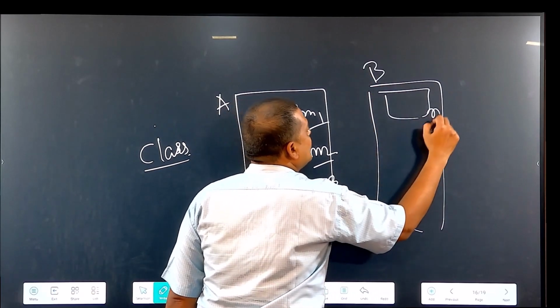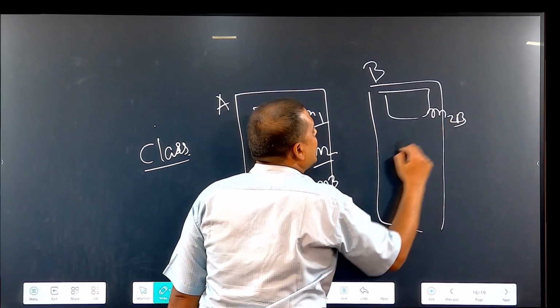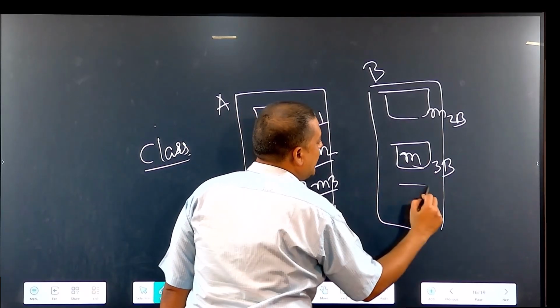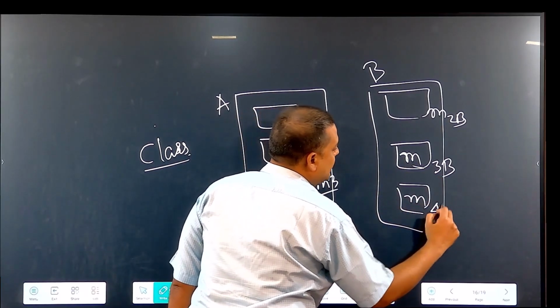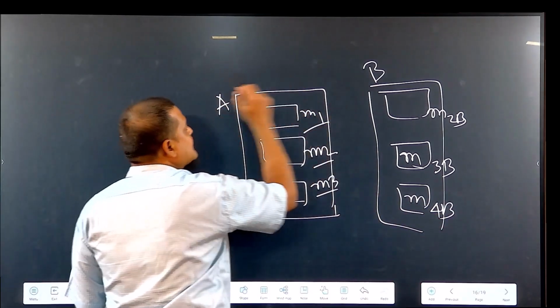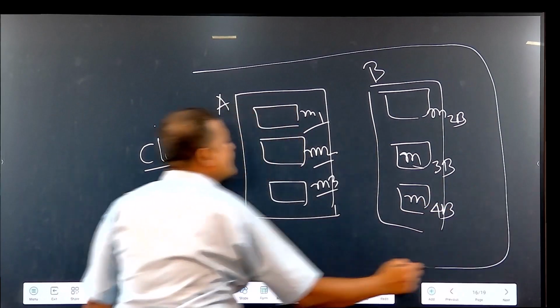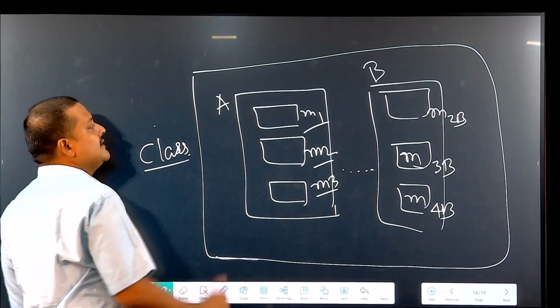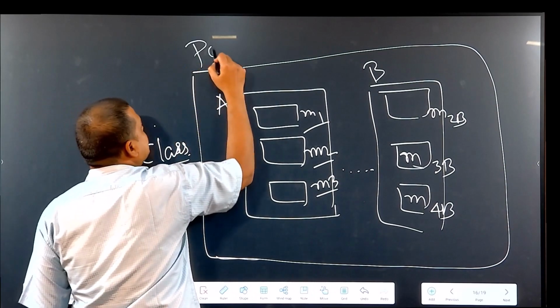Now, there can be another class, say for example B, with members m2b, m3b, m4b. So there are multiple members. This is a class, this is a class, and if there are so many classes, this way it is called a package.